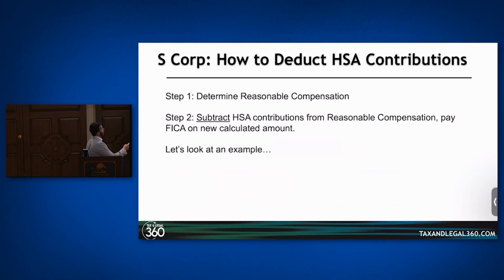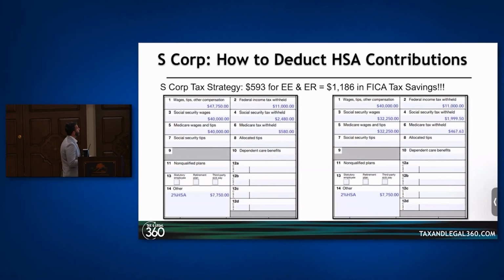So I'm not going to read this again because it's the same exact thing, but I want to show you an example of how we're doing it with an HSA. HSA family contribution for 2023 was $7,750. That's why I chose this amount. And we're doing the same thing here.